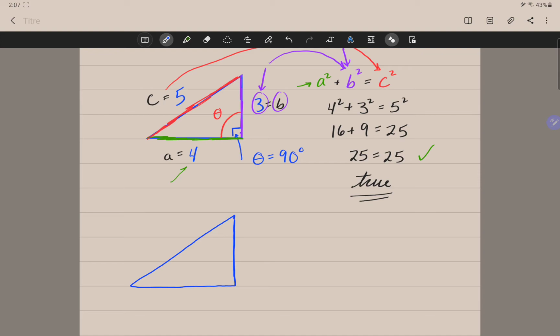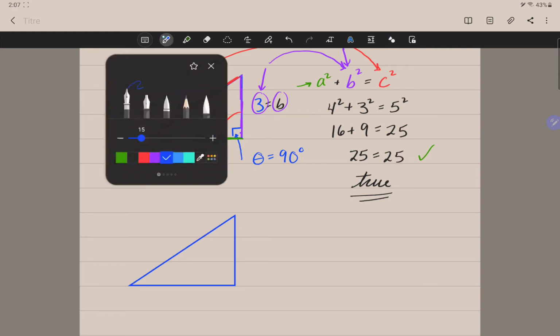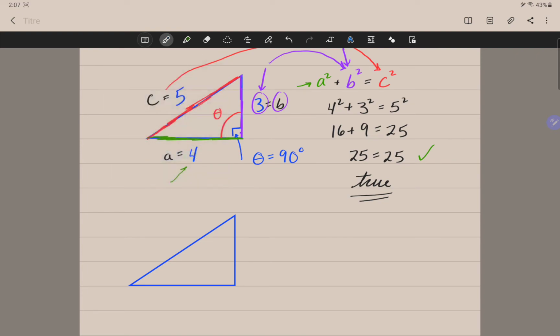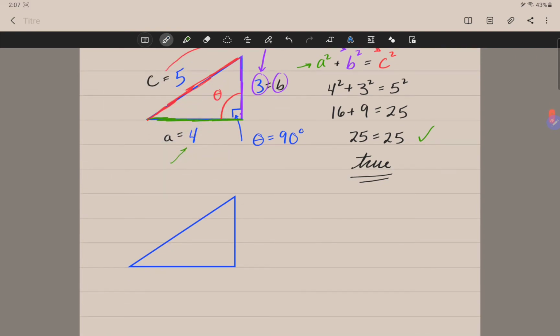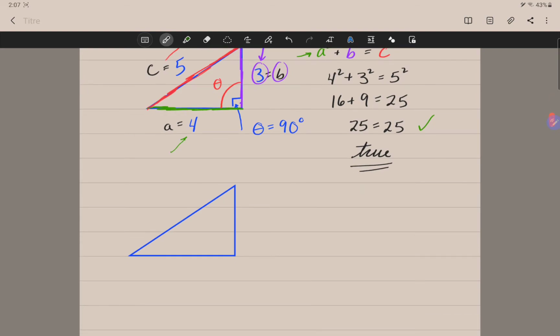Here's another right triangle, and then it'll correct that for us. Okay, so let's see. We're going to have a triangle. Let's say I'm going to have a 1 on this side and a 2 on this side, for example, and we need to figure out what this side is.